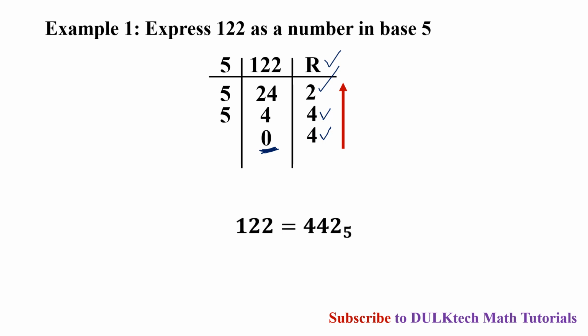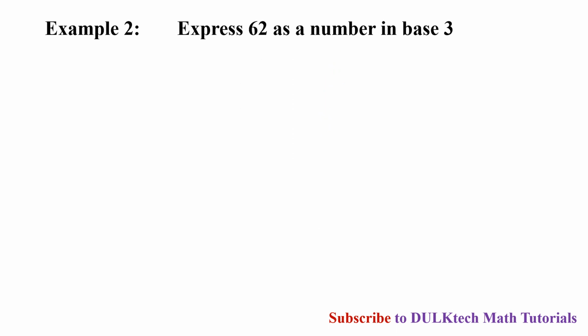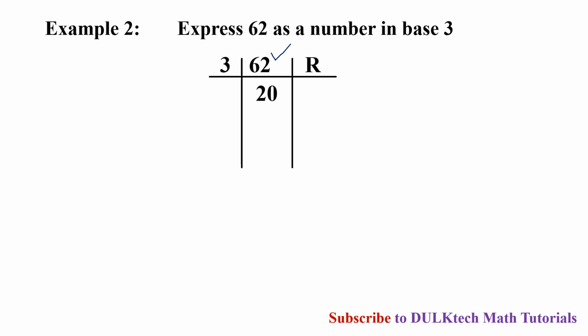Right, let's move on to our second example. Express 62 as a number in base 3. Likewise, we are going to draw a table with 3 columns. Then let's write this 62 in the central column, then the remainder in the third column. Then in the first column we'll be writing 3s throughout. So we're going to divide this 62 by 3. If we divide 62 by 3, we get 20, remainder 2. And we write the remainder here.